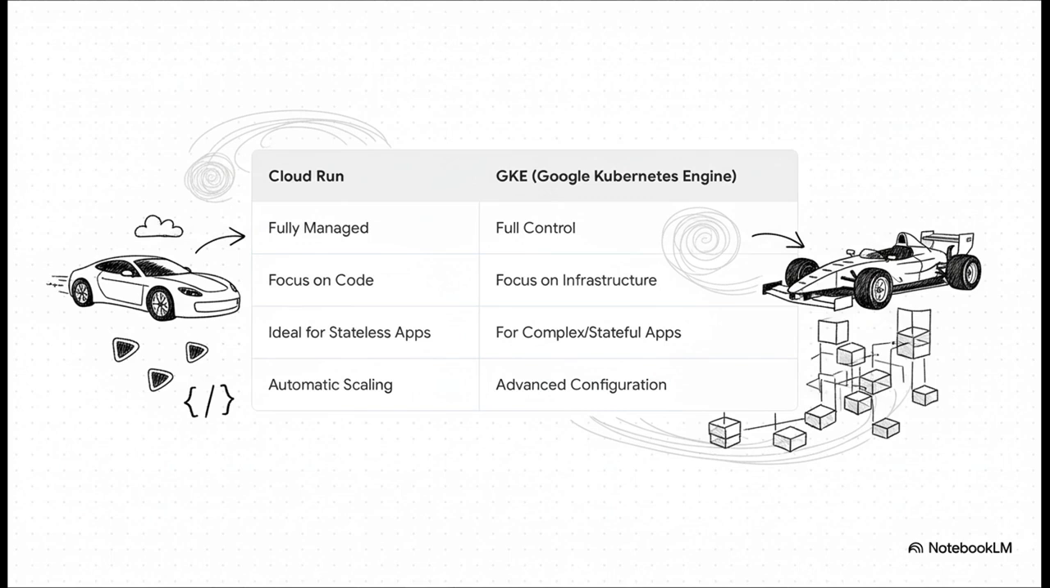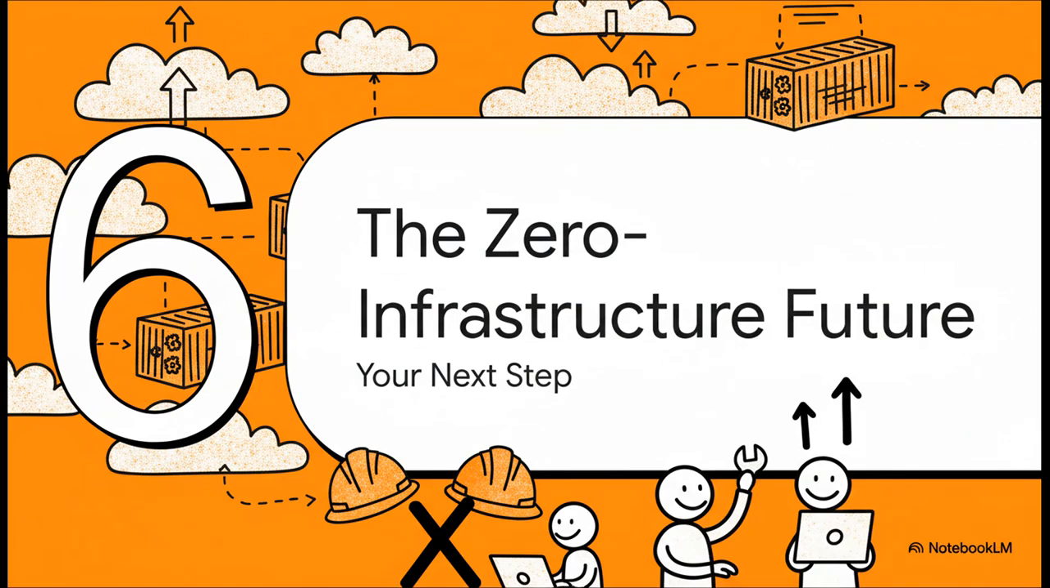You just steer. GKE, on the other hand, is like a manual, high-performance race car. It gives you total control over every single component, the engine, the suspension, everything. That's perfect if you have a really complex, stateful application that needs that level of fine-grained control. So it's not about which is better, it's about choosing simplicity versus total control. So as we start to wrap this up, it's pretty clear that Cloud Run is pointing toward a future where developers don't have to be infrastructure experts anymore, a zero infrastructure future.